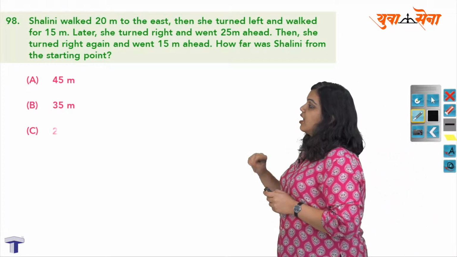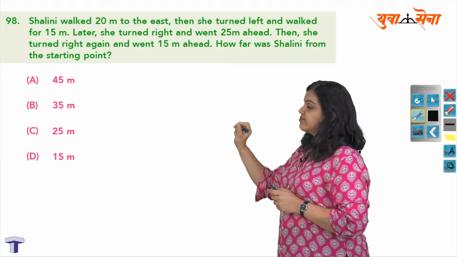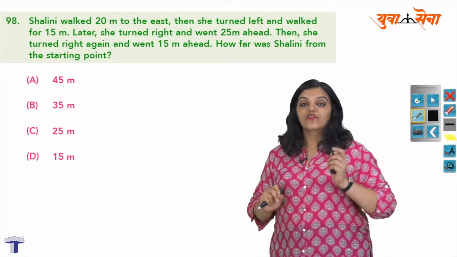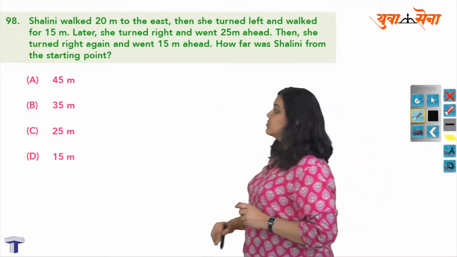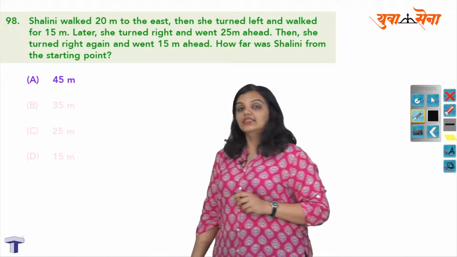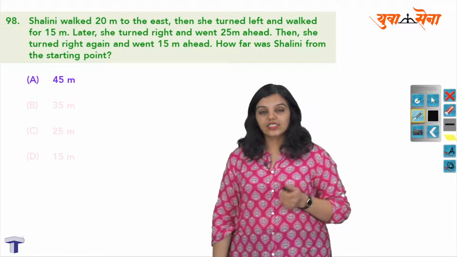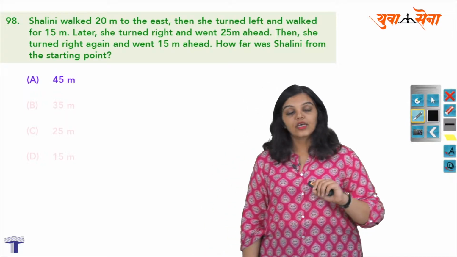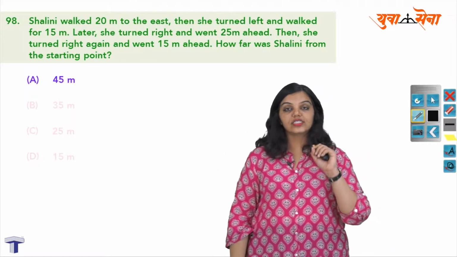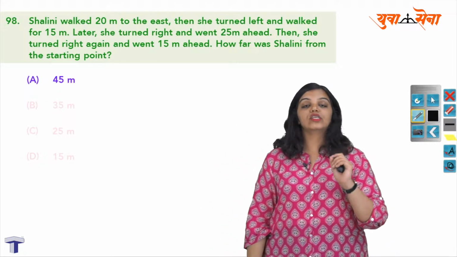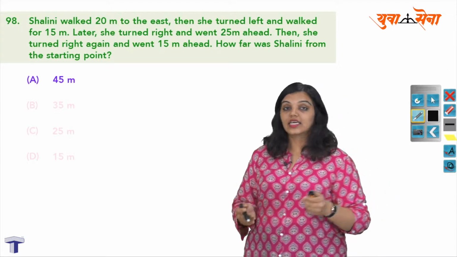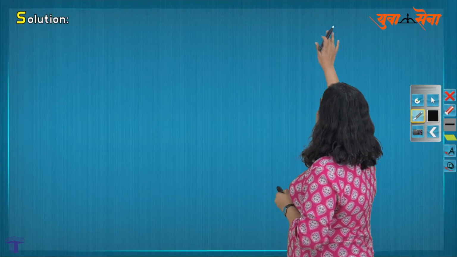Options given to us are 45 meters, 35 meters, 25 meters or 15 meters, and the correct answer to this question is option A, that is 45 meters. Now this is actually a very simple sum. You basically have to follow the instructions given to you. The first thing you do when you have directions like east or west is draw a diagram that will indicate the directions, and you keep this till the end of the sum.